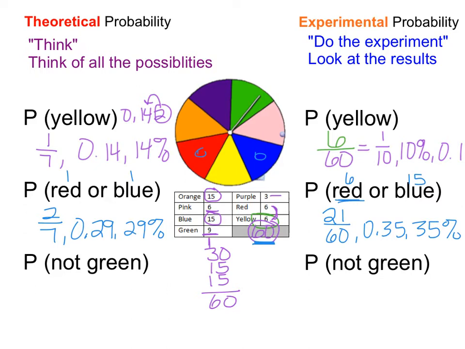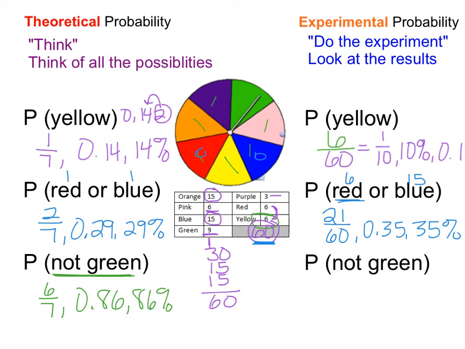Alrighty, so now, what was my chances of not getting green? Well, there's 1, 2, 3, 4, 5, 6 colors that are not color green out of 7. So 6 divided by 7 then is 0.857, which rounds to 0.86, or 86% of the time.